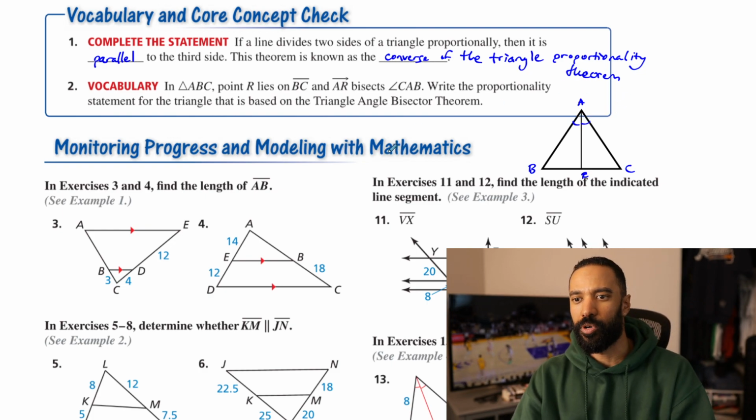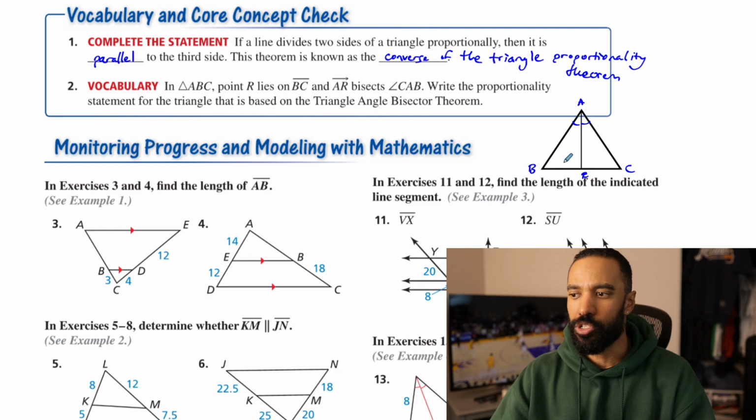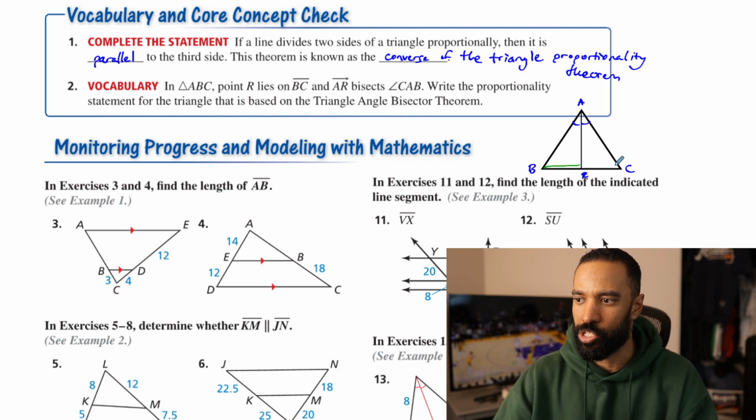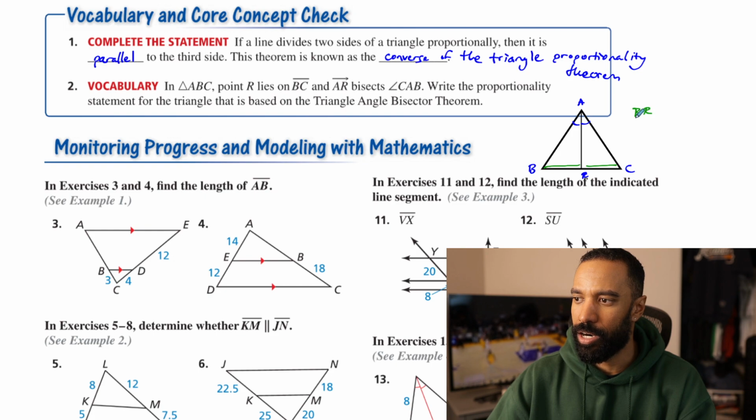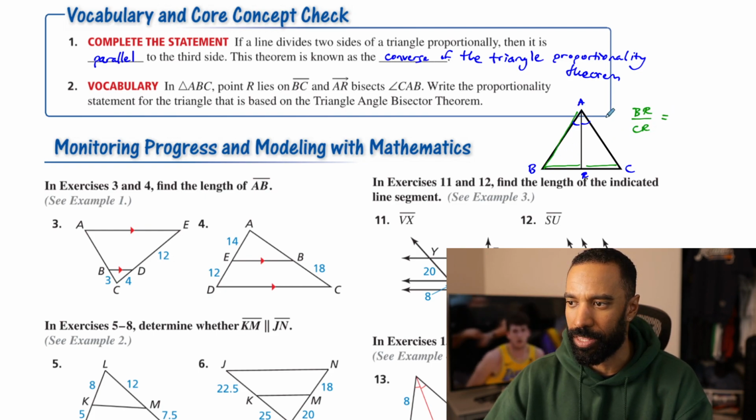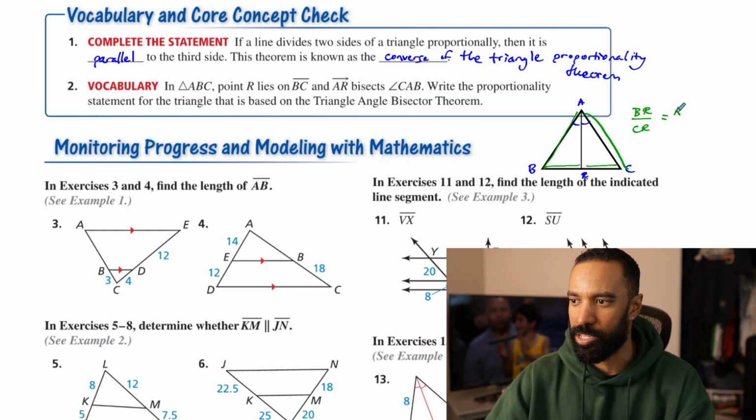So it says write the proportionality statement for the triangle. Now there's more than one way you can write this. They've been doing a lot of taking the bottom parts, this over this to begin with. So I can say BR, the length of segment BR over the length of segment CR equals, and then you go back to this triangle, the length of segment AB over the length of segment AC.